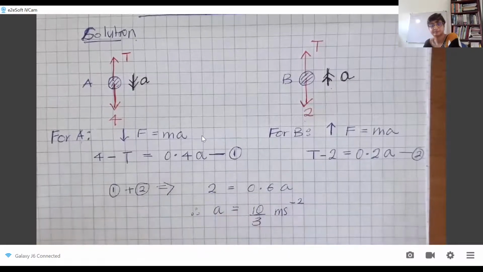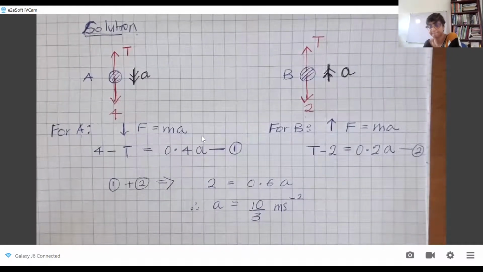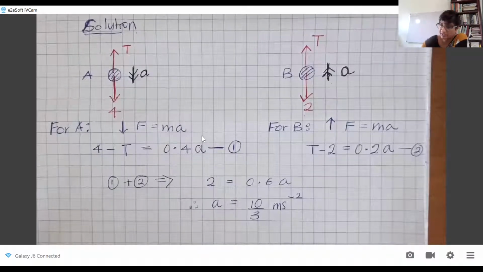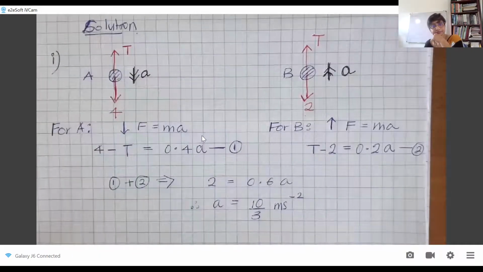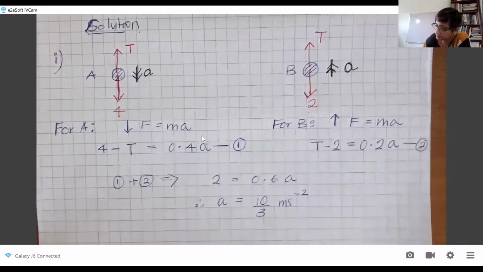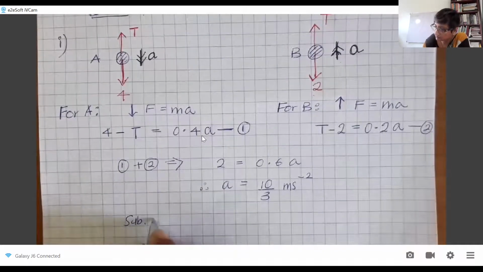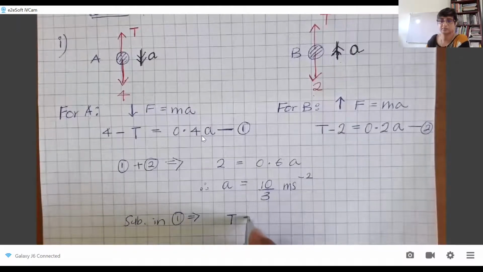Do you get that? This is part 1. Please put part 1. I forgot to put the part number. Did you get that? Now, can you substitute that into either 1 or 2 and find T? What do you get for T?